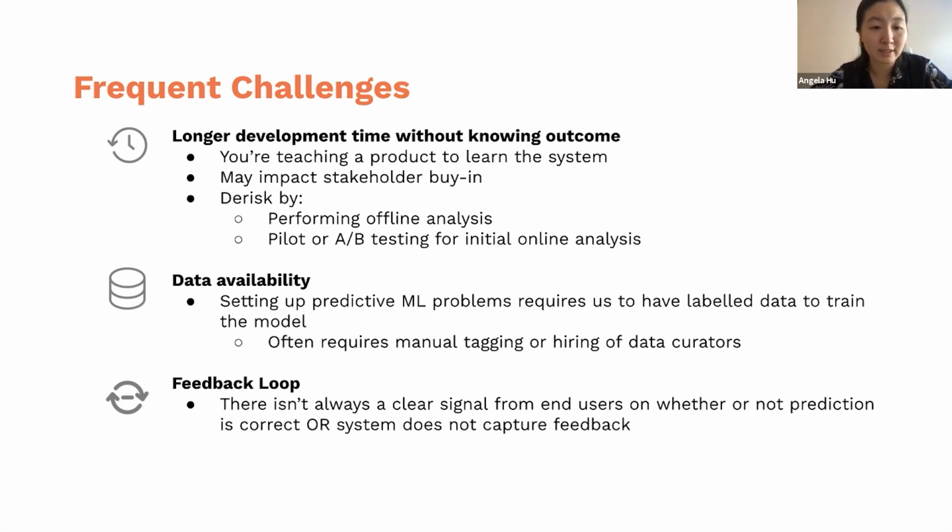The second challenge that I find we often come across is data availability. I think this one I touched on earlier as well, but a lot of the times we are looking at predictive machine learning problems and it requires us to have labeled data. And a lot of the times we end up finding that we don't have the right amount of labeled data to train the model, since you often need thousands, I think the number is usually 10,000 data points, to be able to train up a machine learning model. This often requires a lot of manual tagging or for the team to hire data curators to actually go through the data and make sure that we have the right labeled data.